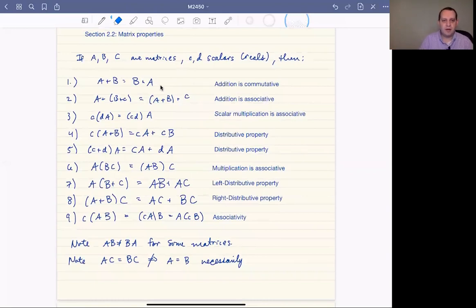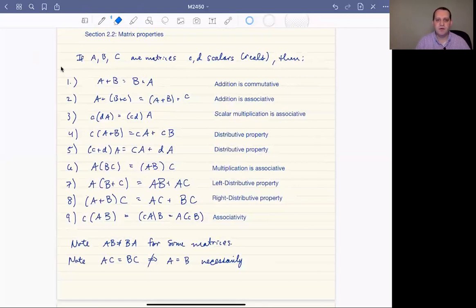So here, capital A, B, and capital C are matrices. Lowercase c and d are scalars, which for now just means real numbers. We won't need to use capital C as a matrix and little c as a scalar in the same line, fortunately. So this should all be pretty clear what I mean. So a few properties that matrices have in common with the real numbers, and these are all properties that are true for the real numbers as well.